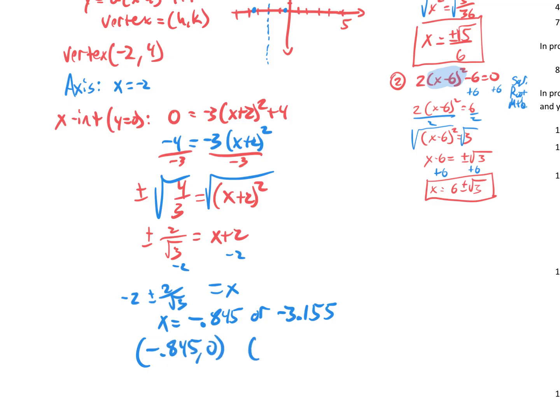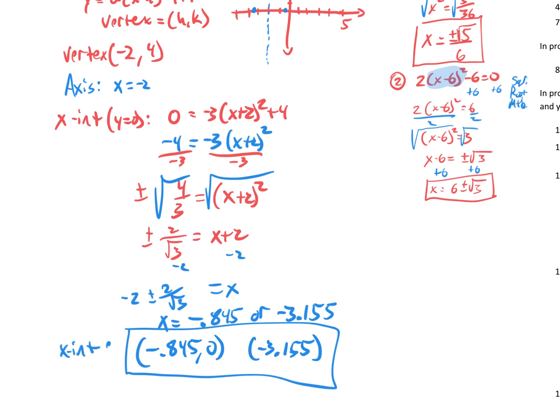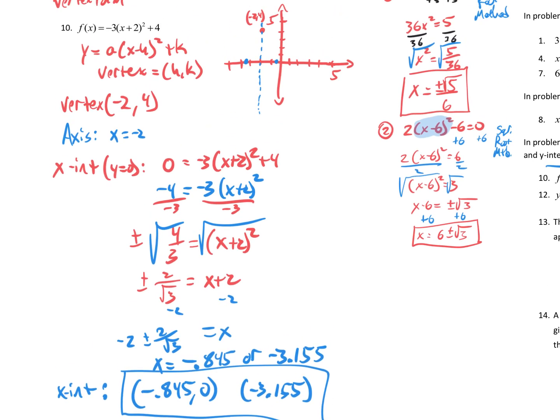So that's not the easy part of the vertex form. Okay, vertex form is made for the vertex. Vertex was easy. Okay, x-intercept not so easy. And it wasn't too hard, but it's just ugly in this case.